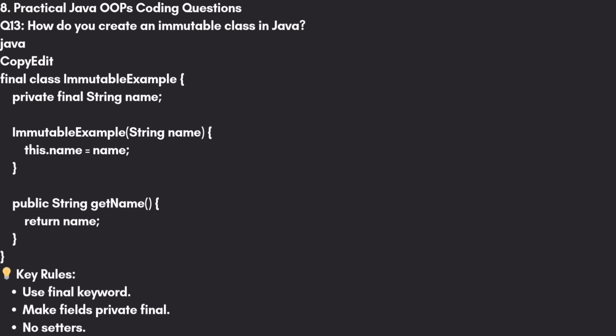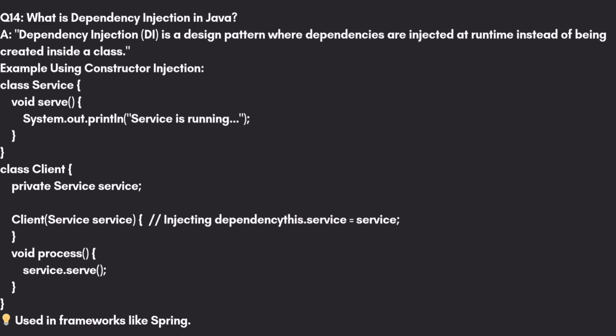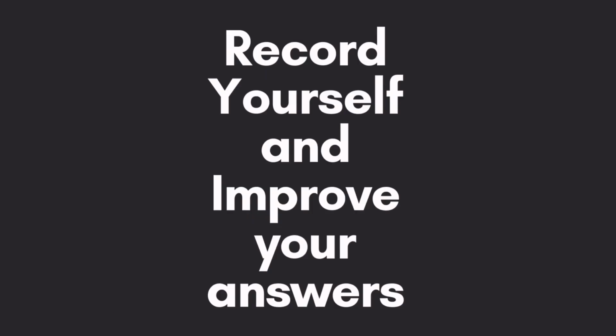Now question number 14 is, what is dependency injection in Java? Dependency injection, DI, is a design pattern where dependencies are injected at runtime instead of being created inside a class. And here is how we can do that. I need to learn what dependency injection is.